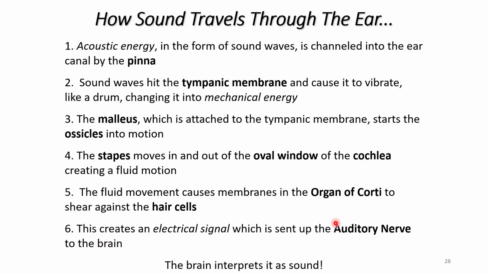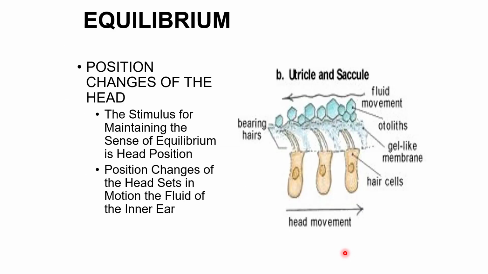They have used the word auditory because it is only the auditory part of the vestibulocochlear nerve. Then the information from the auditory part of the vestibulocochlear nerve goes into the sensory cortex, and the brain interprets it as sound. And we have different hearing areas in our brain.